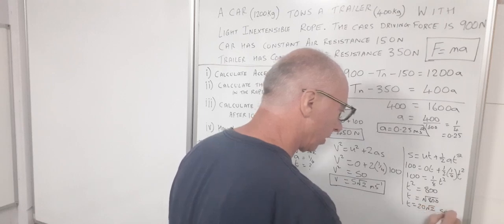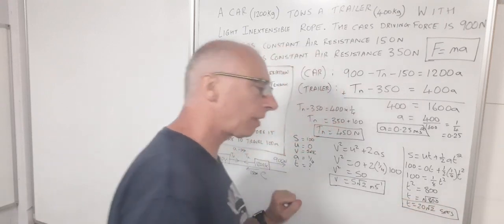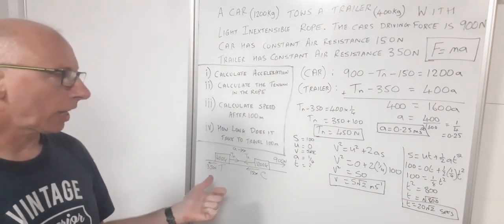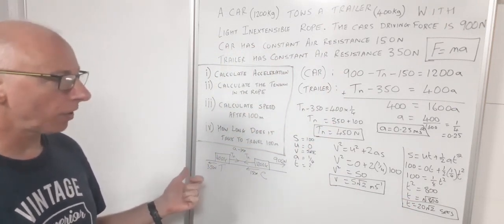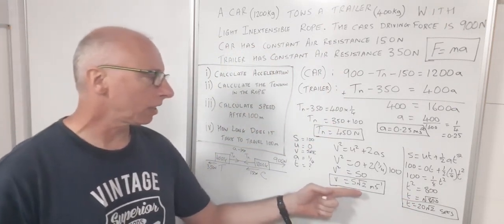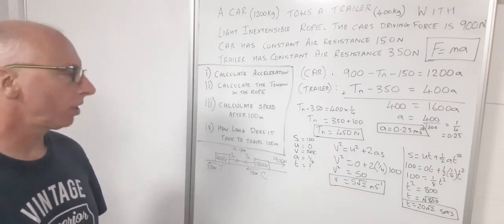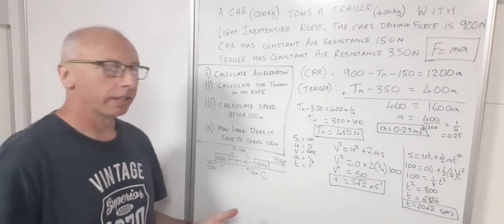And that's in seconds. Now you can plug that into your calculator, you'll get something around about 20 times 1.4, which is about 28 seconds. So it's going to take 28 seconds, just over, to do the first 100 meters. And when it gets to the 100 meters, it's going to be doing just over 7 meters per second. Okay, and that's our answer.